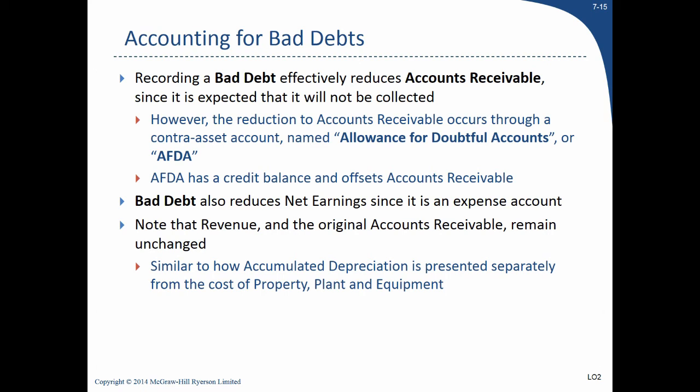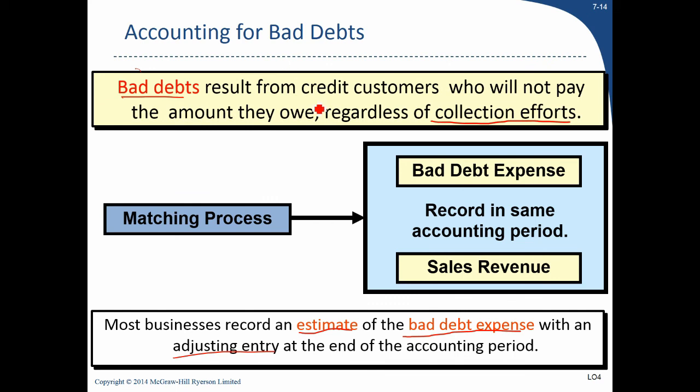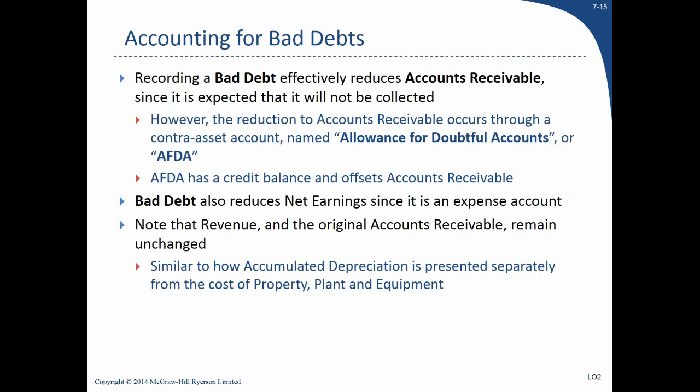Again, bad debt only refers to credit customers. If Walmart paid us in cash, then there's no more receivable from them. There's no risk that they won't pay us because they paid us already, right? We have the money. So it's for customers who still owe us money at the end of the year. So when we record a bad debt, what we're effectively doing is reducing accounts receivable, since it's expected that we won't be collecting that account receivable.